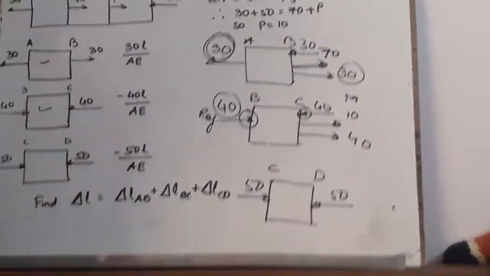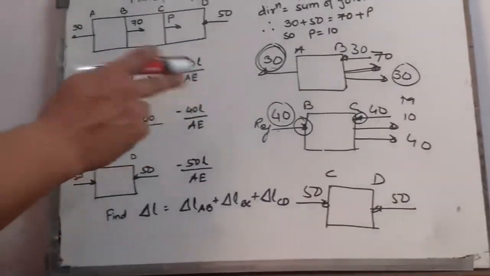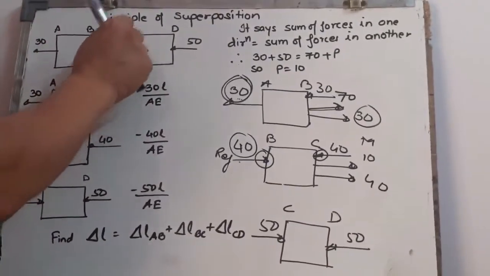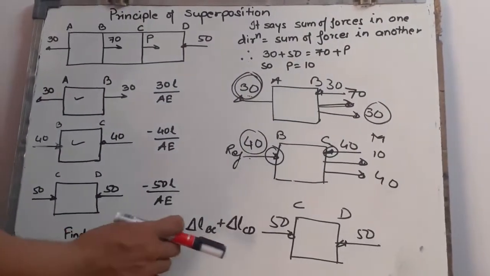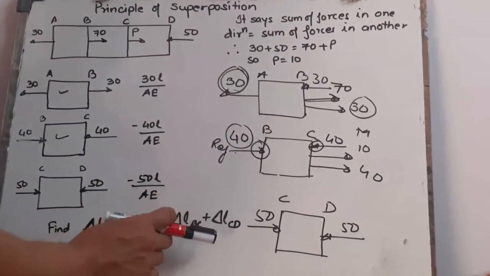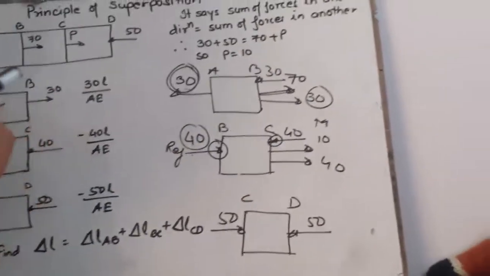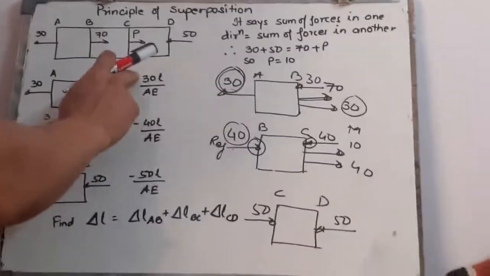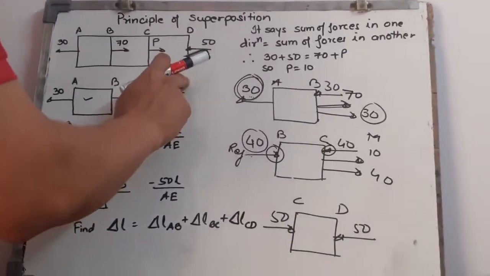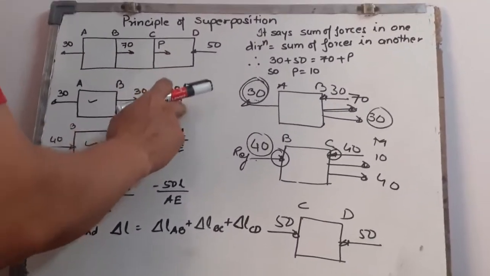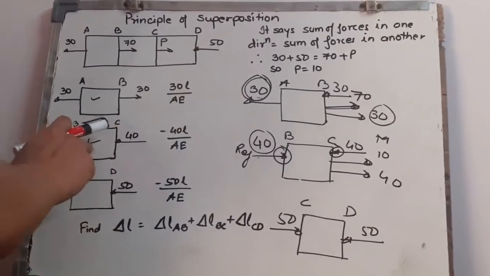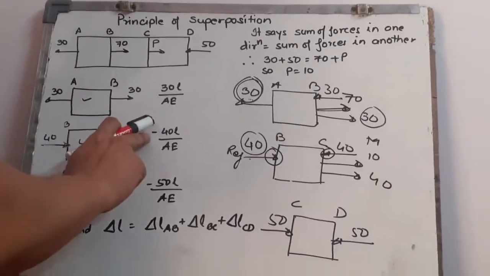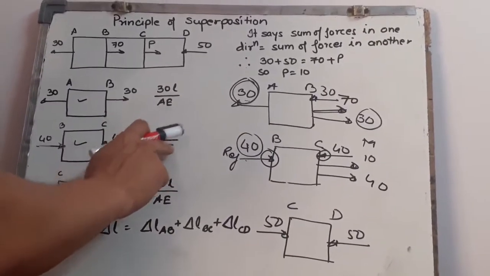Now you need to find out the total change in length, delta L. To find the total delta L, it is delta L of AB plus delta L of BC plus delta L of CD. Now delta L of AB is PL by AE. You have found out the value of P. This is positive because it is tensile in nature. So PL by AE you get here, and if there are changes in the values of L, A and E, you get a changed value. Here the forces are compressive in nature, so it is represented by a minus sign, so this is minus 40 L by AE.